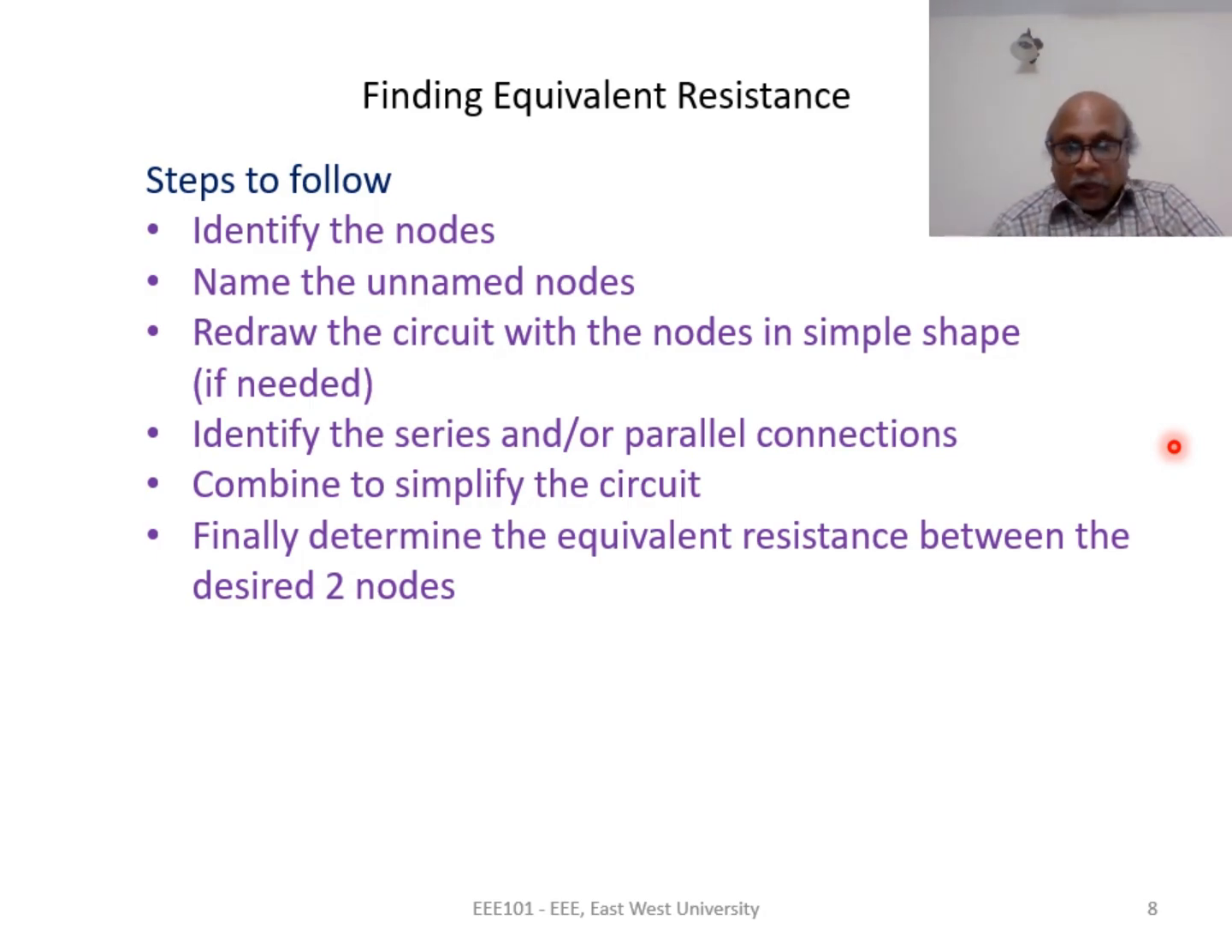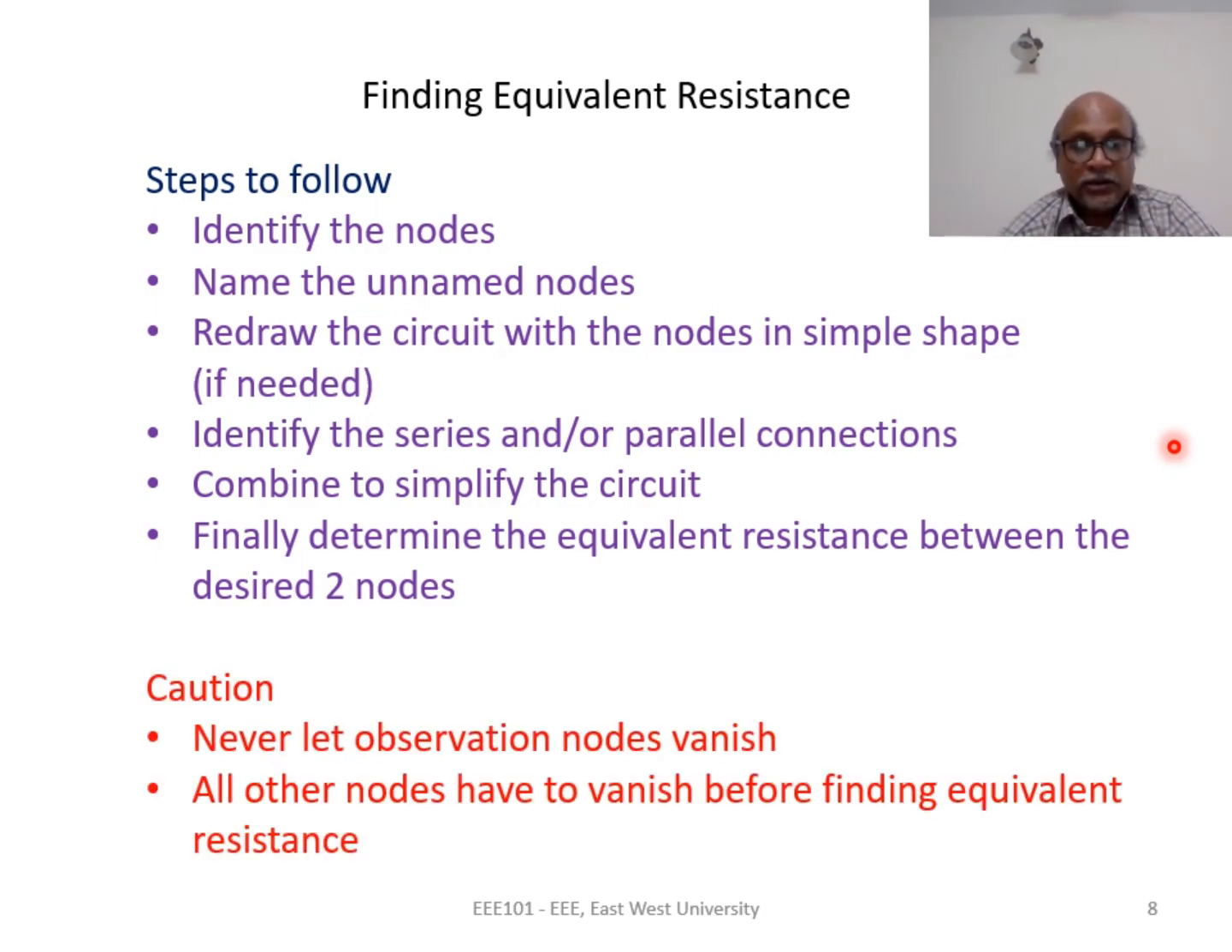In finding the equivalent resistance, we should remember 2 points. First, we will never let any of the observation nodes vanish, and all other nodes except for the observation nodes need to vanish before we can finally determine the equivalent resistance. That's all in this part A of the lecture on finding equivalent resistance.